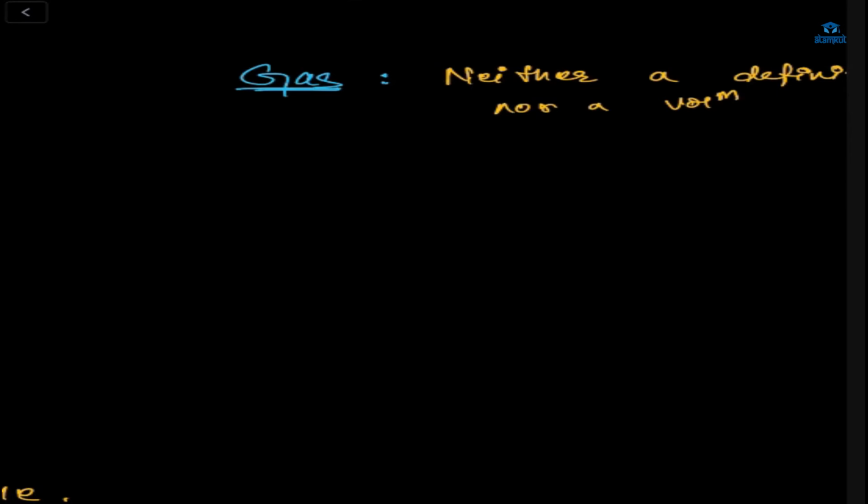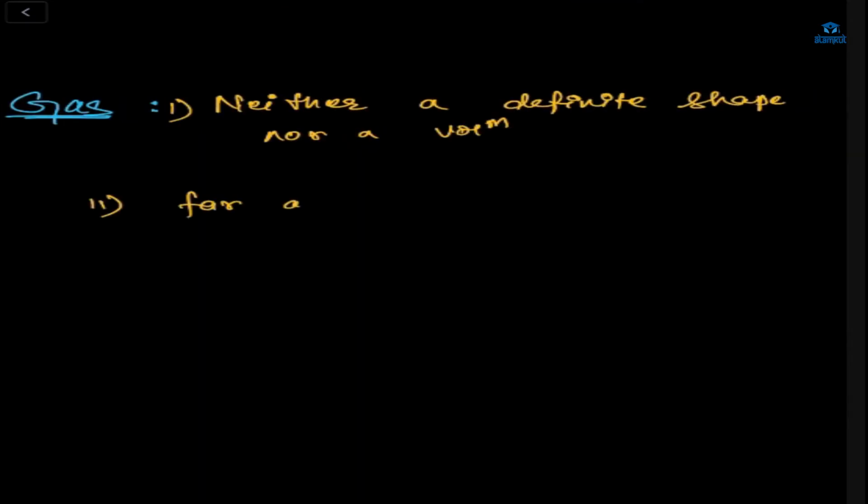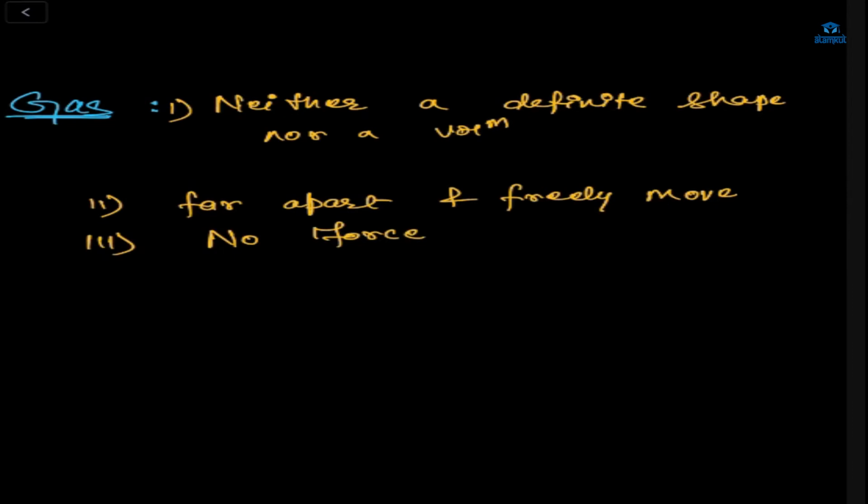Now the second one: the constituent particles are far apart and they move freely. There is no force of attraction in gas. Gases can diffuse. Examples are oxygen and carbon dioxide. Gases can very easily diffuse. Yes, very, very good.